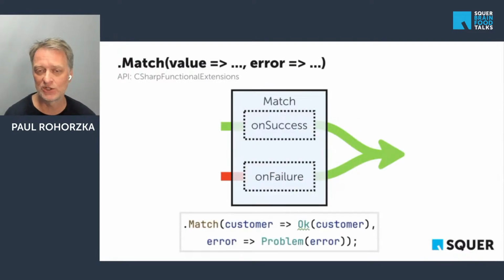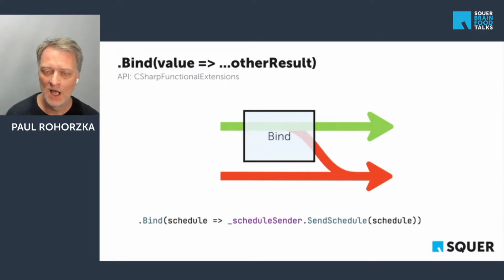Or the match function that we already have seen in several cases, where we say, okay, on the success track this, on the failure track this, but at the end they come out with the same type and we can process what comes out of the match method in a single stream afterwards. Okay, if we have the need to change what we have on the success track, but it could be that the operation that we want to apply on the success track data can also fail, then we can use a bind method.